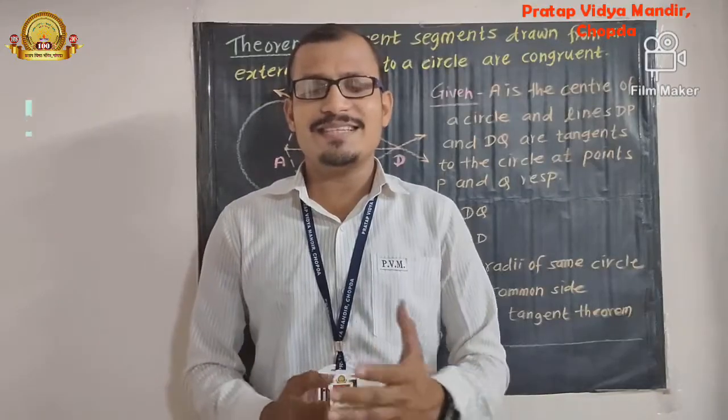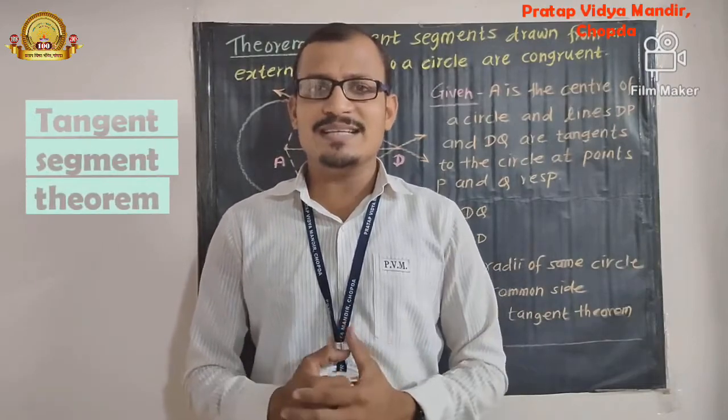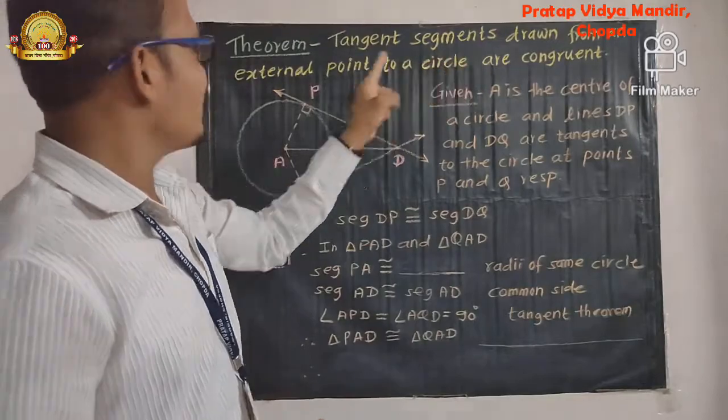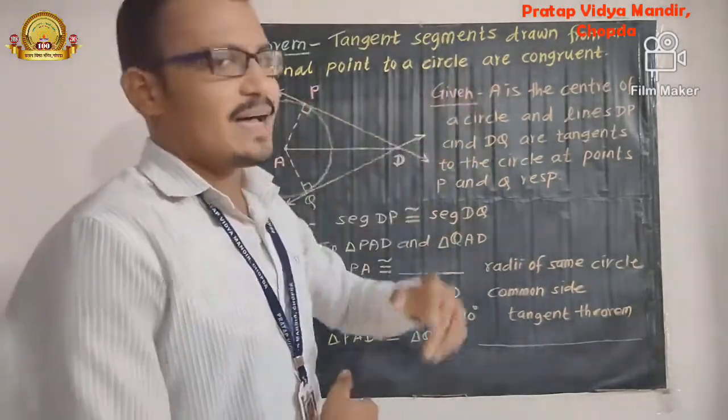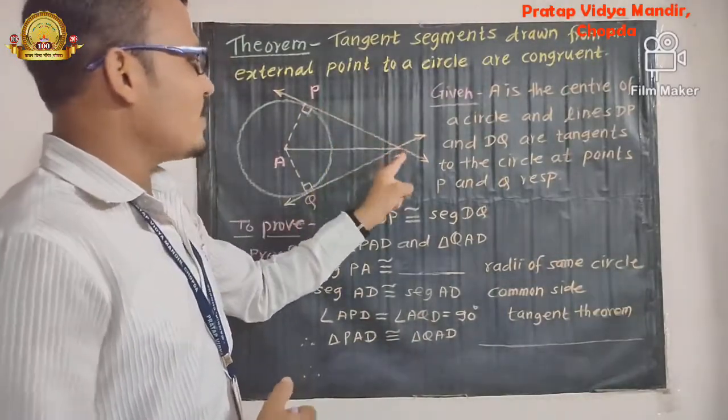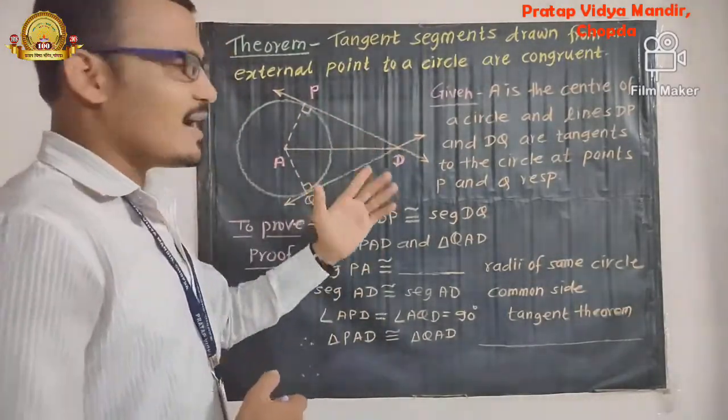Then our next theorem is tangent segment theorem, which is given to us in the form of activity, and it is: tangent segments drawn from an external point to a circle are congruent. What? The tangent segments drawn from the external point to the circle are congruent.